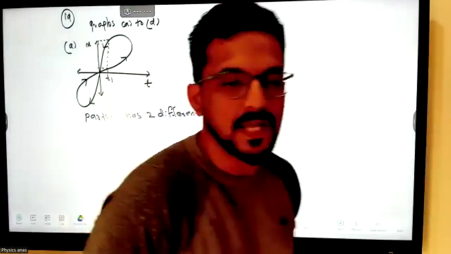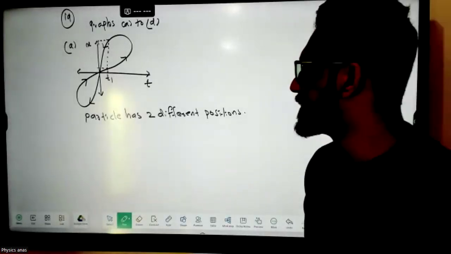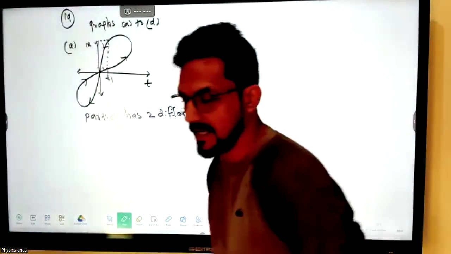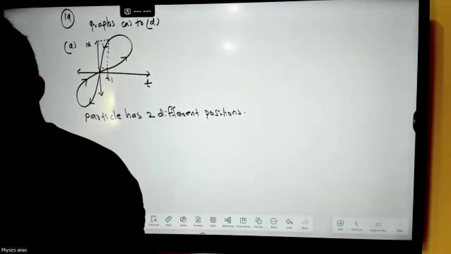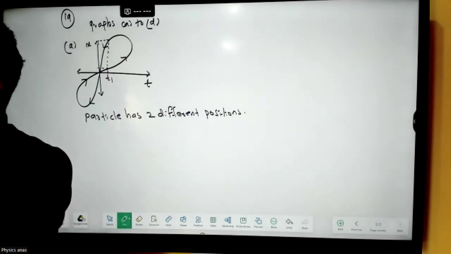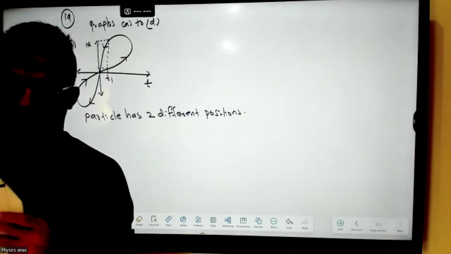It is not possible in one-dimensional motion.